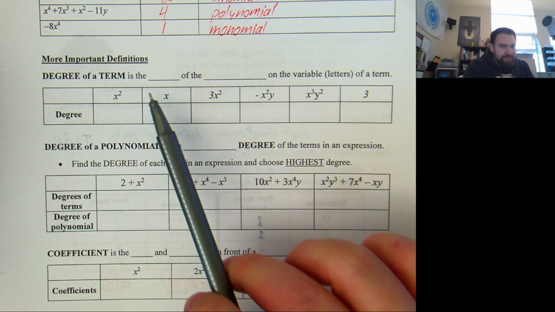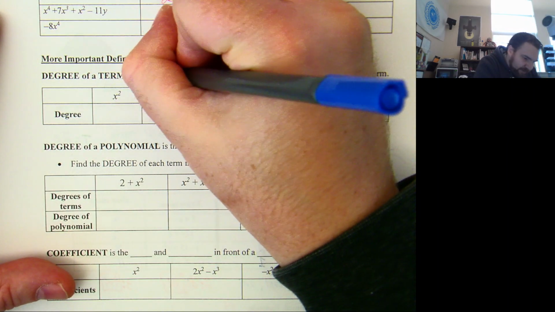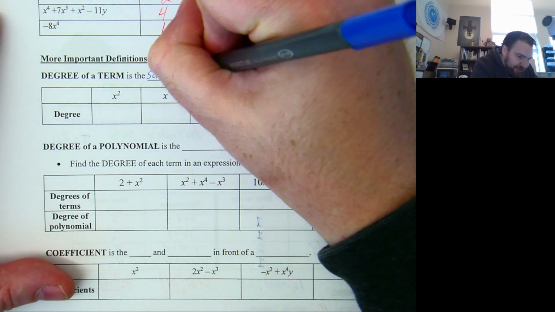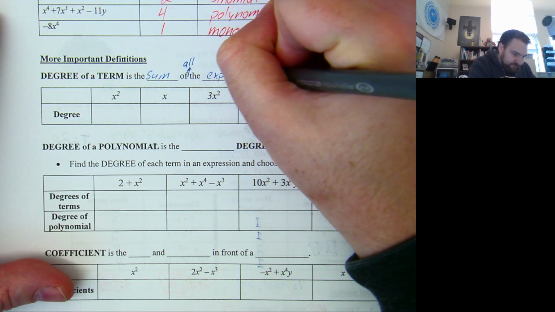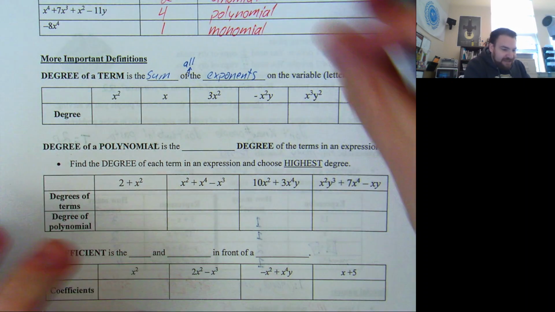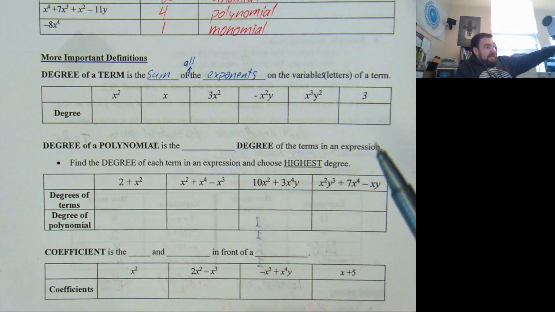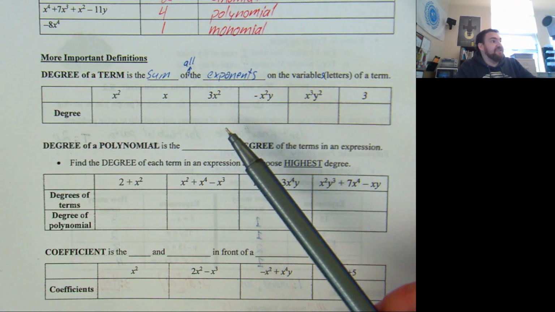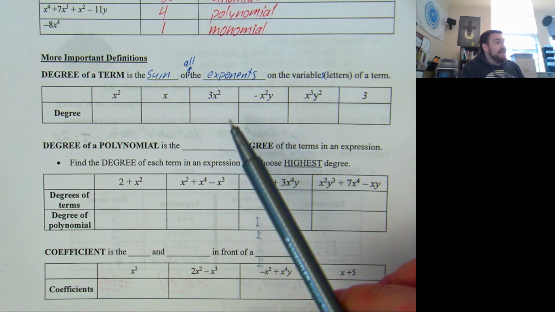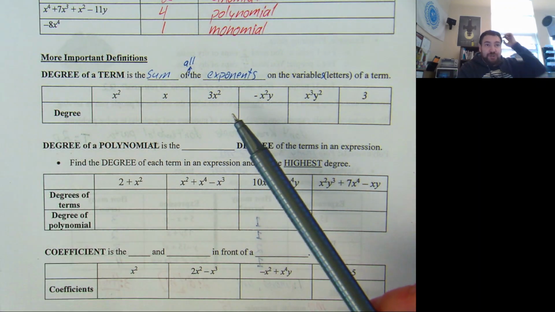So the degree of a term is the sum of all the exponents on the variable of a term. Now normally, in the exponents chapter, you could only add exponents if the bases were the same. That was when we were combining bases. Here, to find the degree, we're going to take all the variables and add up all of the exponents within the term, and that's going to tell you the degree of the term.